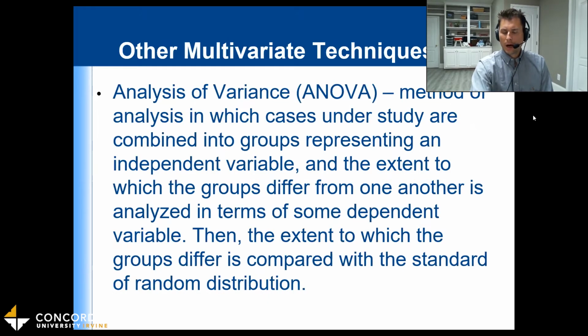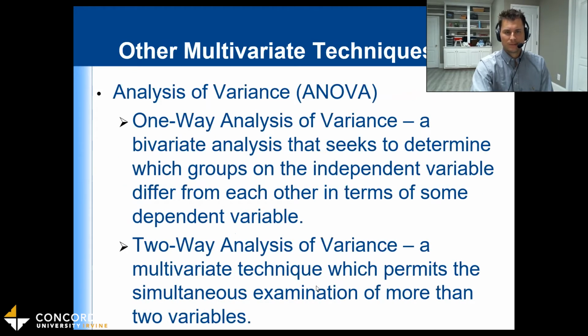A more, I'd say, complex multivariate statistical analysis is an analysis of variance. This is called an ANOVA. It is a method of analysis in which cases under study are combined into groups representing an independent variable, and the extent to which the groups differ from one another is analyzed in terms of some dependent variable. The extent to which the groups differ is compared with the standard of random distribution. This is more of a complex type of statistical analysis.